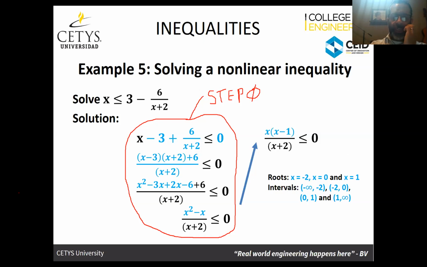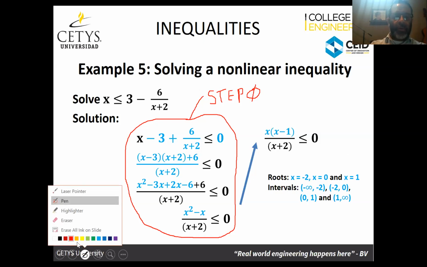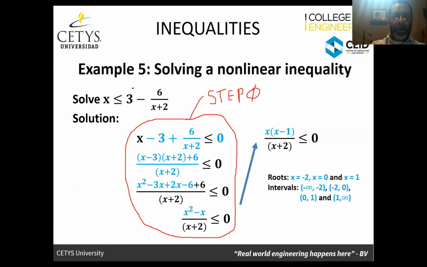So notice what we're doing. The first thing is that we are sending this part to the other side, okay? And we're doing that by adding and subtracting. So the 3, which is positive, is going to turn into negative, and the 6 divided by x plus 2 is going to turn to positive. We just send them to the other side, okay?